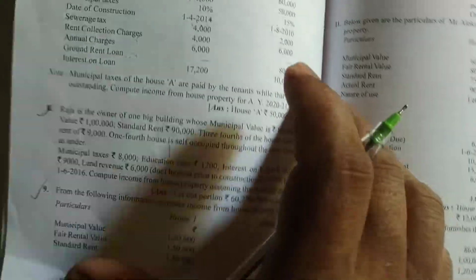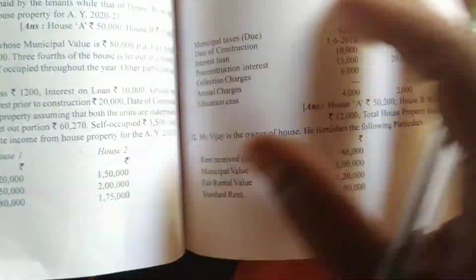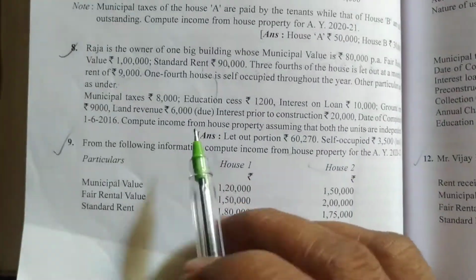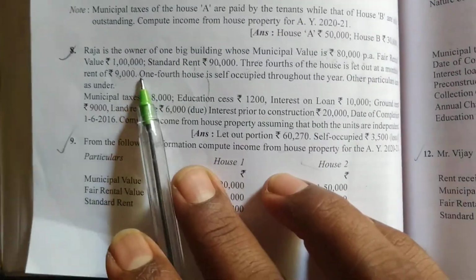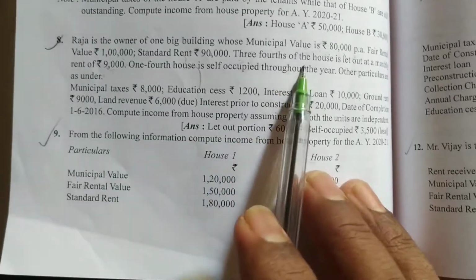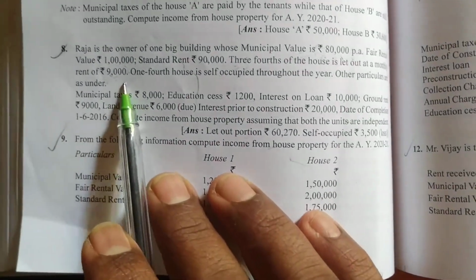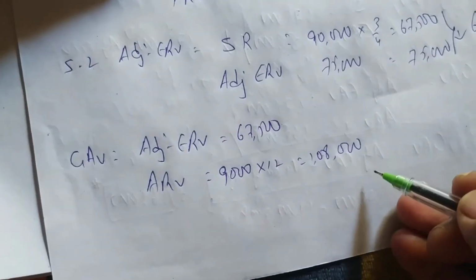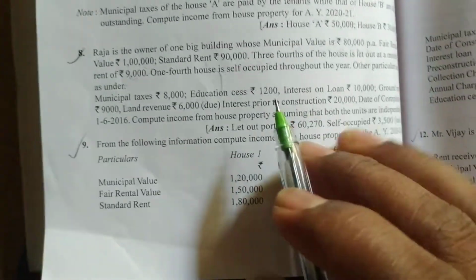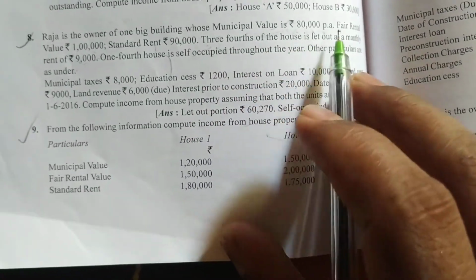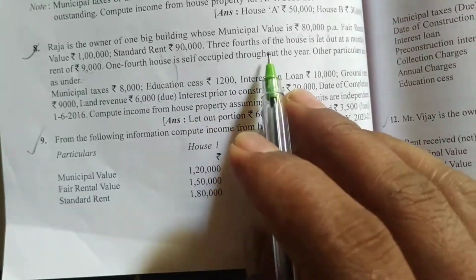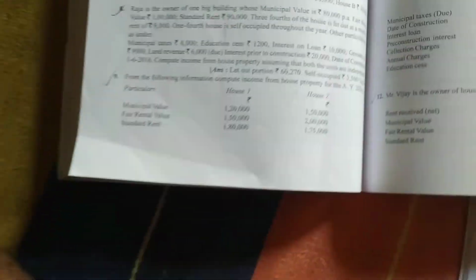Now concentrate. What he is saying? 9,000 per month. The 3/4 of the house is let out for 9,000. So we should not do 9,000 3/4. Why we should not do? Because here in the question is saying 3/4 of the house is let out on a monthly basis of 9,000. It means the rent 9,000 is of rent of.